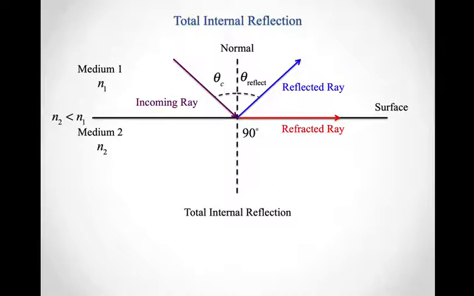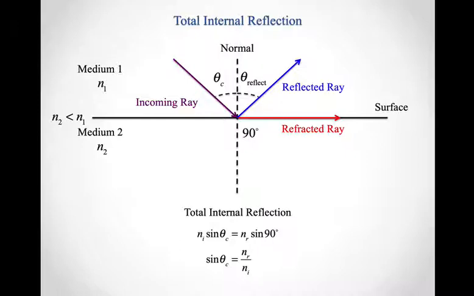So if we start with Snell's law again, I've got the index of refraction for the medium in which my incoming ray sits times the sine of the incident angle, which in this case is the critical angle. That has to equal the index of refraction for my refracted ray, in this case medium 2, times the sine of the refracted angle, which we just said is 90 degrees at the critical angle. Well, sine of 90 is just 1, and so I can solve this for the critical angle. I get that the sine of the critical angle is equal to the index of refraction where the refracted ray is trying to enter over the index of refraction of the incoming medium.